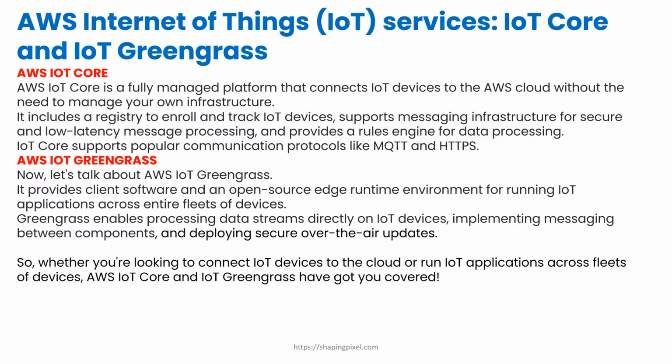Now let's talk about AWS IoT Greengrass. It provides client software and an open source edge runtime environment for running IoT applications across entire fleets of devices. Greengrass enables processing data streams directly on IoT devices, implementing messaging between components, and deploying secure over the air updates. So, whether you're looking to connect IoT devices to the cloud or run IoT applications across fleets of devices, AWS IoT Core and IoT Greengrass have got you covered.